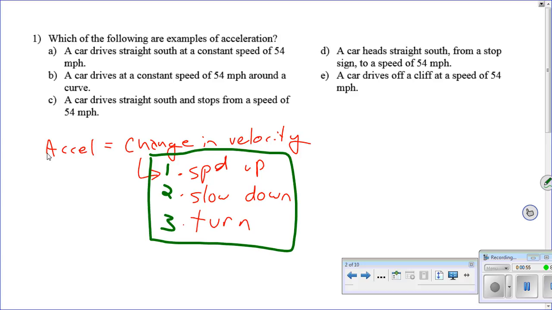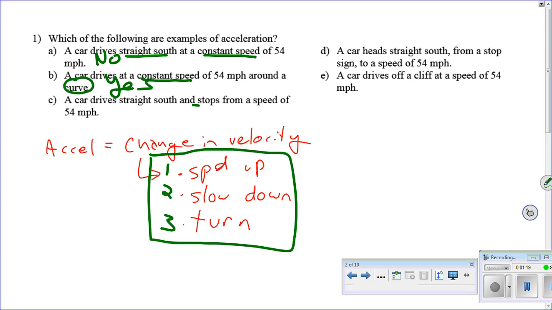So a car drives straight south, not turning. Constant speed, not speeding up or slowing down. So this one is not an example of acceleration. In B, a car drives at a constant speed. Don't let that throw you off. It is a constant speed. It's not slowing down or speeding up, but it is going around a curve. So B is an example of acceleration.